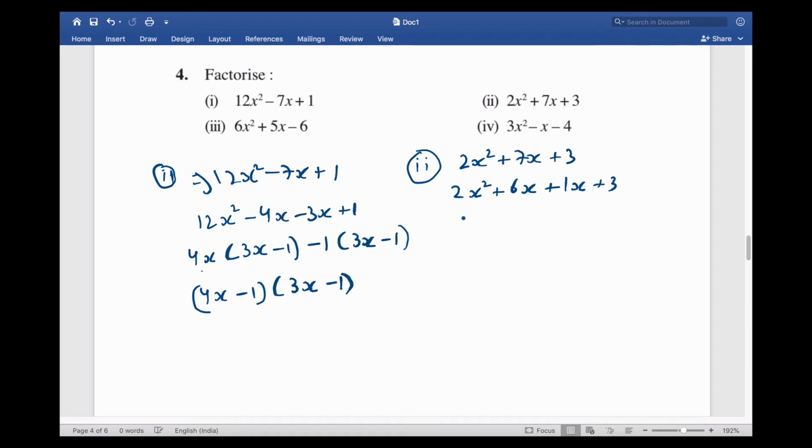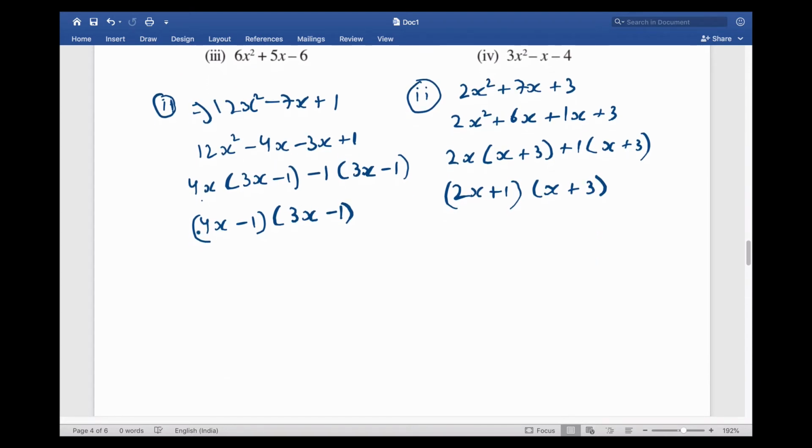So over here 2x is common. I'm left with x plus 3. Over here 1 is common, so I'm left with x plus 3 again. So taking x plus 3 common, I'm left with 2x plus 1 into x plus 3.